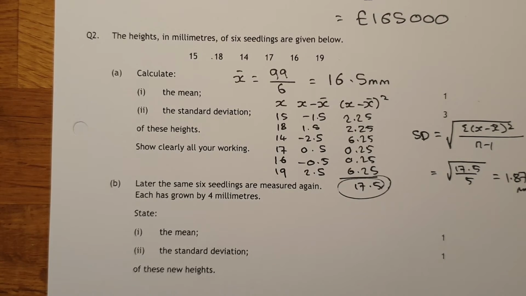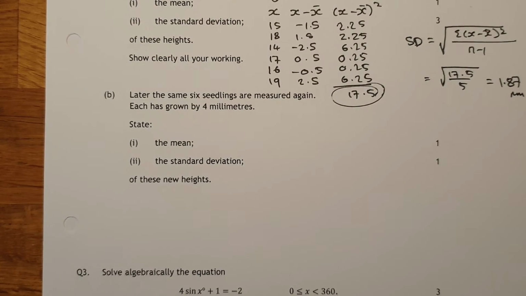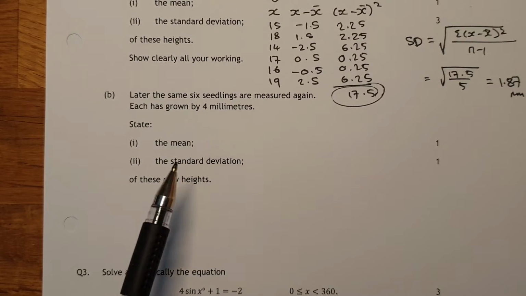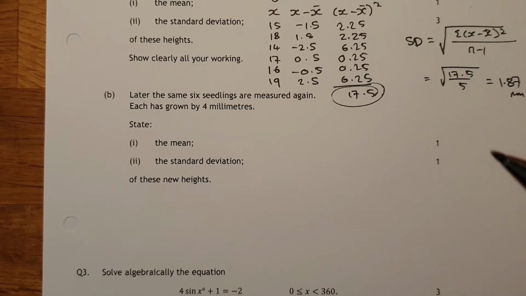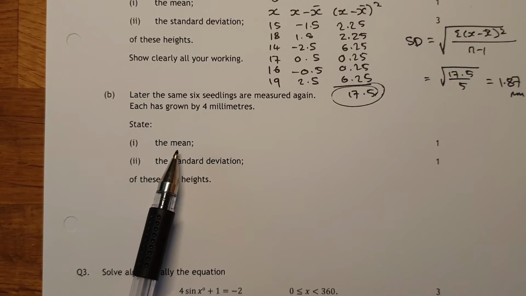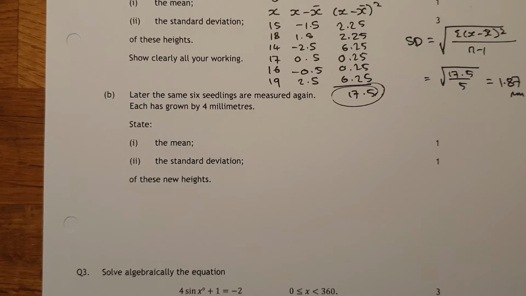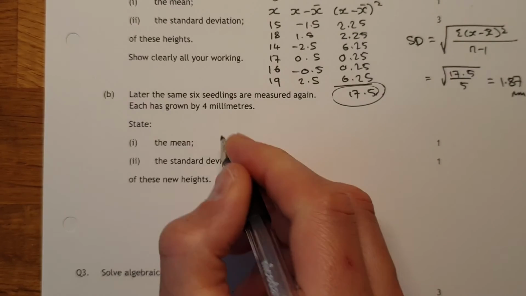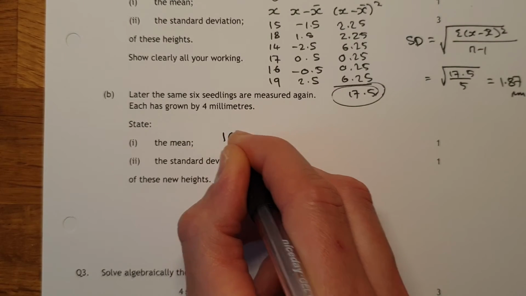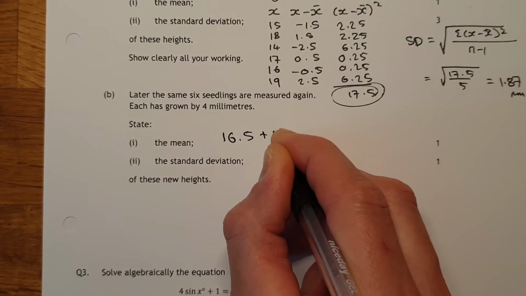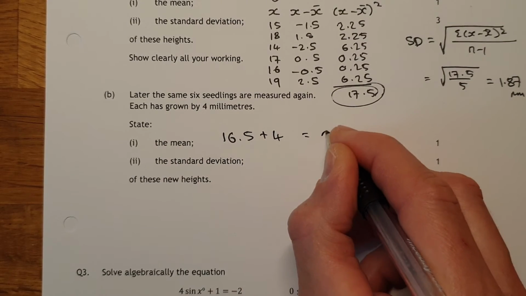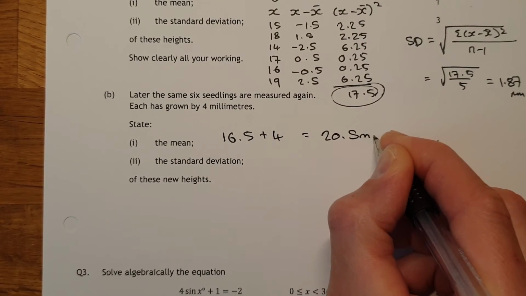In the next part of the question, it says later the same 6 seedlings are measured again, each has grown by 4 millimeters. We've got to find the mean and standard deviation of these new heights. Now, you don't have to go through all this process again. You notice they're only worth 1 mark each. Now, the mean, if you were to add 4 to all the items of data and then divide by your 6, they're all going to be just 4 millimeters bigger. So your mean was 16.5, but we're adding the 4 millimeters, which they all grew by. So your new mean is 20.5 millimeters.